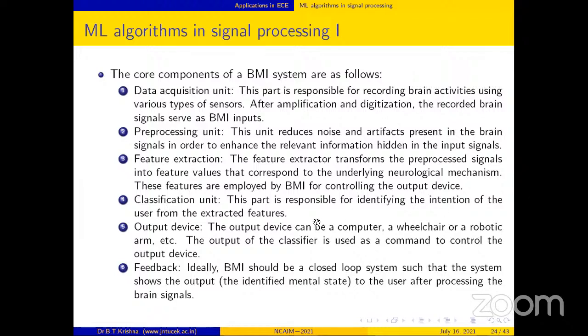And the classification unit: this part is responsible for identifying the intention of the user from the extracted features. So here classification is going to be done. And the output device can be a computer or a wheelchair or a robotic arm, etc. That means in the classification unit, it determines: I want to move the chair, I want to handle something, and at the same time I want to use my arm. These are the outputs of the classification unit. Accordingly, the output device is going to respond. And feedback: ideally, a BMI should be a closed loop system such that the system shows the output to the user after processing the brain signals.